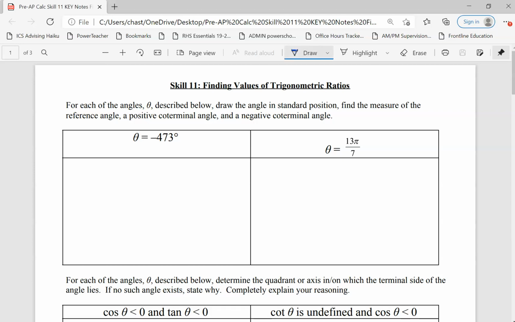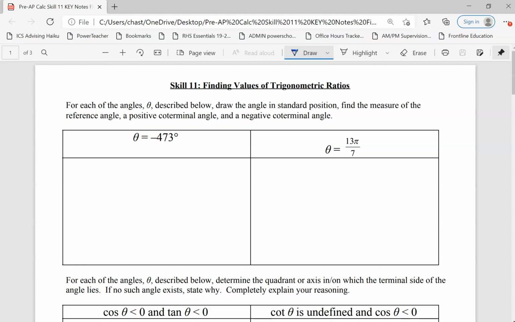Welcome to Skill 11, finding trig values. We're going to be talking more specifically about finding trig values that are not on the unit circle. So let's start by just reviewing how we work with angles in both degree mode and radian mode.